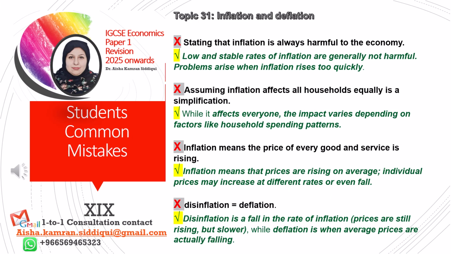Topic number 31, inflation and deflation. Stating that inflation is always harmful to the economy is incorrect. Low and stable rates of inflation are generally not harmful for the economy. Problems arise when inflation rises too quickly. Number two, assuming inflation affects all households equally is incorrect. While it affects everyone, the impact varies depending on factors like household spending patterns. So you must note this point.